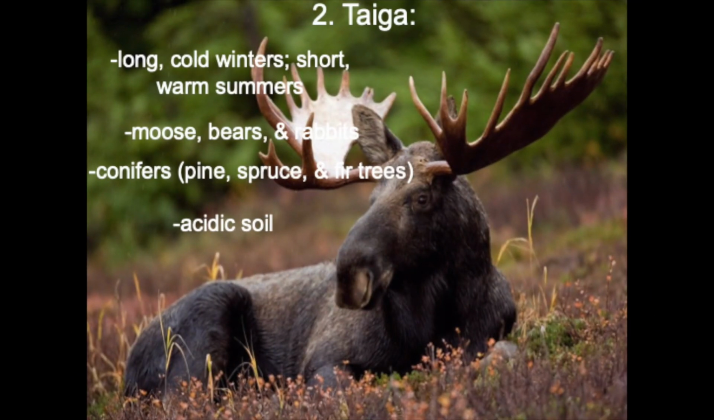Then we have taiga. It's a long, cold winter, short, warm summers. You can find moose, bear, and also rabbits. And of course conifers, pine, spruce, and fir trees, along with acidic soil within this particular biome.